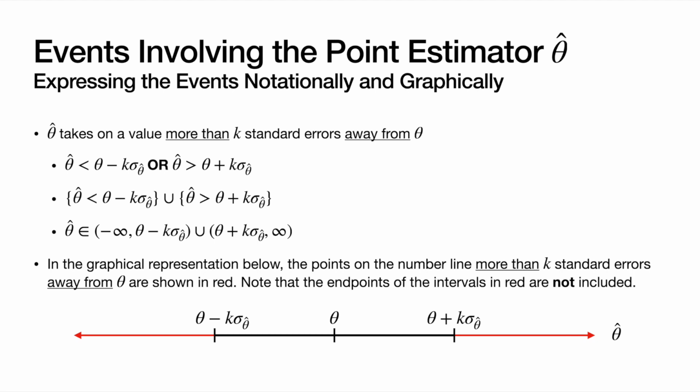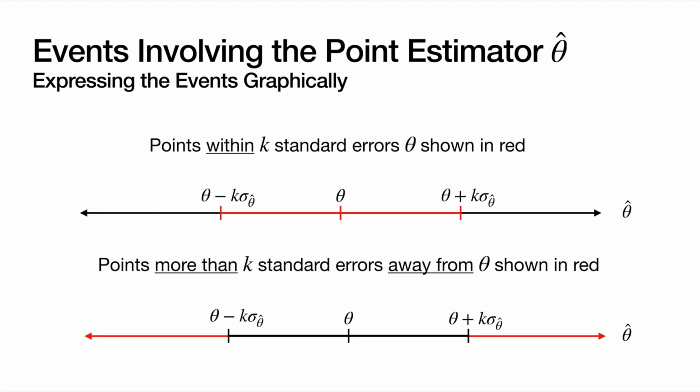Now below we have a graphical representation. And again, the points on the number line that are more than k standard errors away from theta are shown in red. Note that the endpoints of the intervals in red are not included. And so here we have a slide, just for your convenience, that puts those two graphical representations for these events on one slide. In the first number line, the points within k standard errors of theta are shown in red. In the second number line, points that are more than k standard errors away from theta are shown in red.